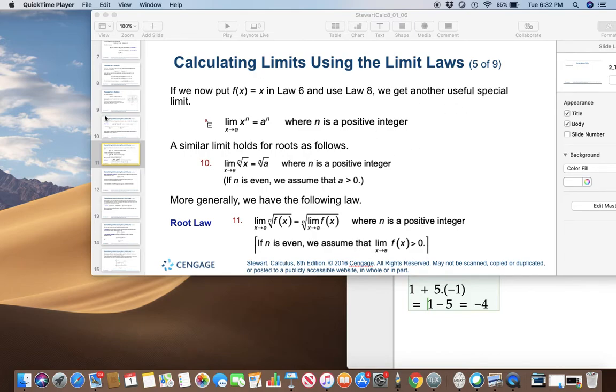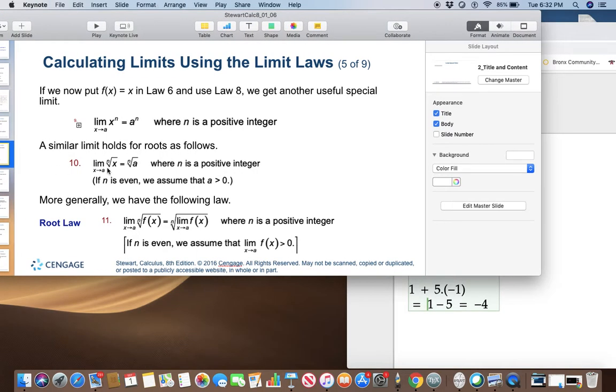Here is another useful special limit: the limit as x approaches a of x to the n is a to the n, where n is a positive integer. Okay, guys, this is nothing very deep.